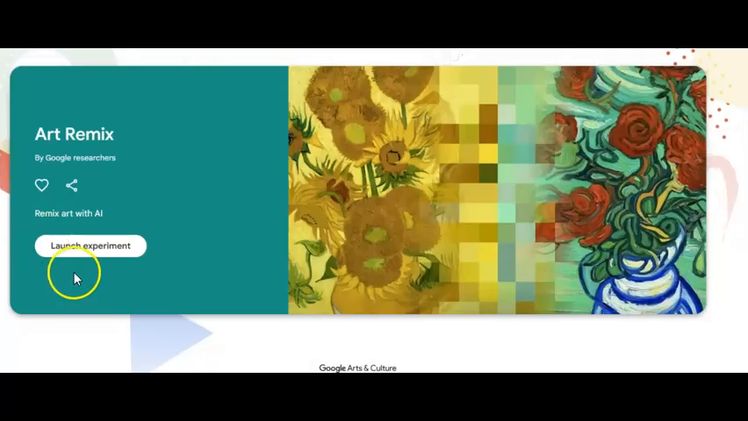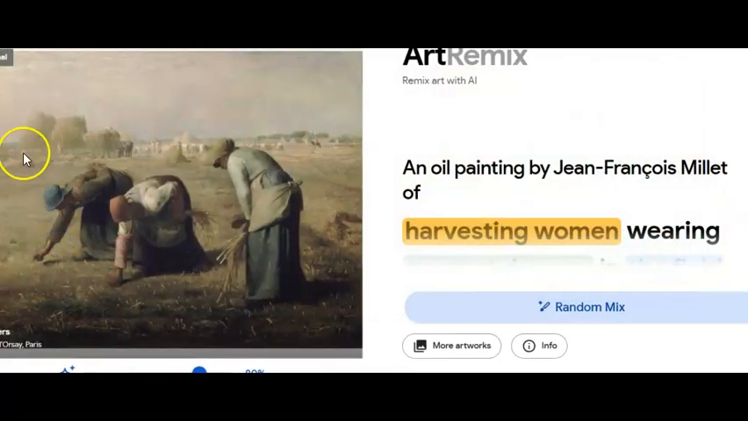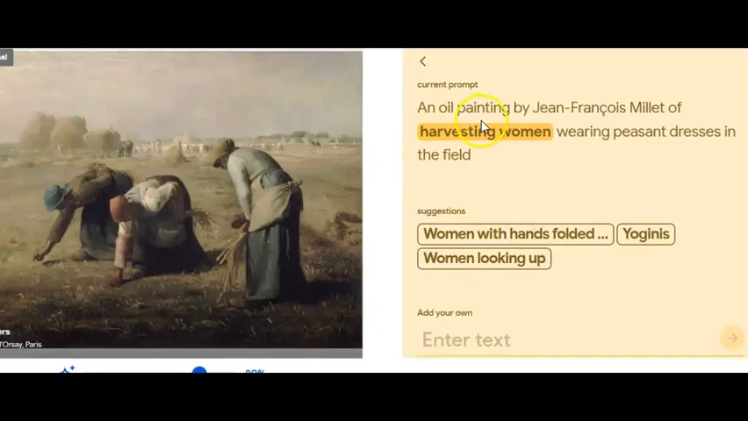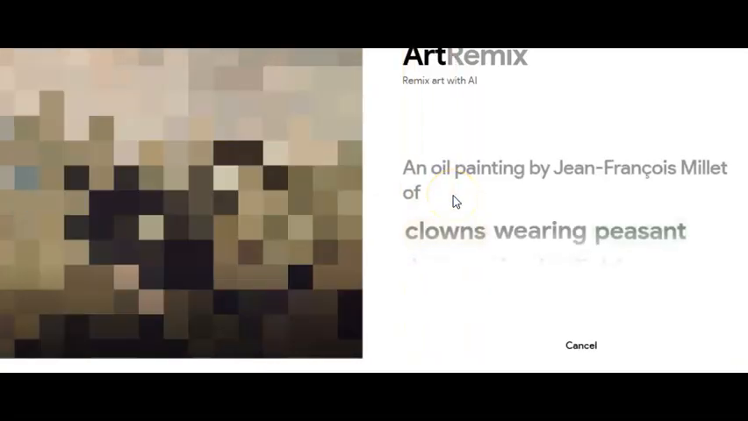You're going to come to this page and launch the experiment. As you can see, we have a Malay that's up right here, and we'll just go ahead and use this one. You can hit random mix, or you can change what's happening in here. Maybe instead of harvesting women in this field, I want to have clowns. Let's try that. Let's see what happens.